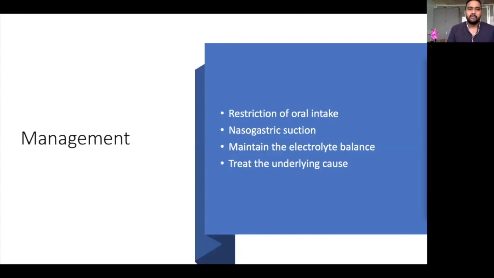Okay, management we have already discussed. The restriction of oral intake is very important. Nasogastric suction is mandatory to decompress the bowel. If you don't decompress the bowel, the bowel can go into strangulation. Then the electrolytes should be maintained properly, because if you don't, that will also lead to aggravation of the condition. And we have to find out the underlying cause and then treat it. That is the management of paralytic ileus.